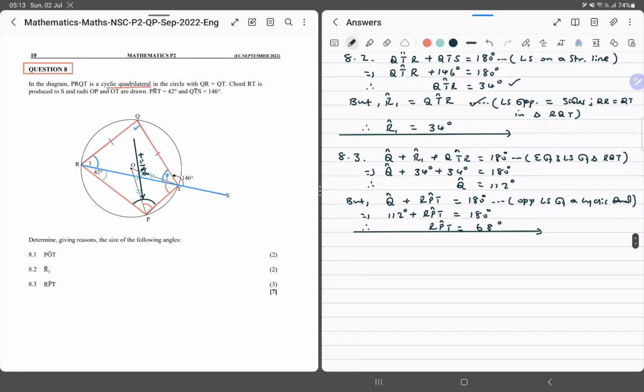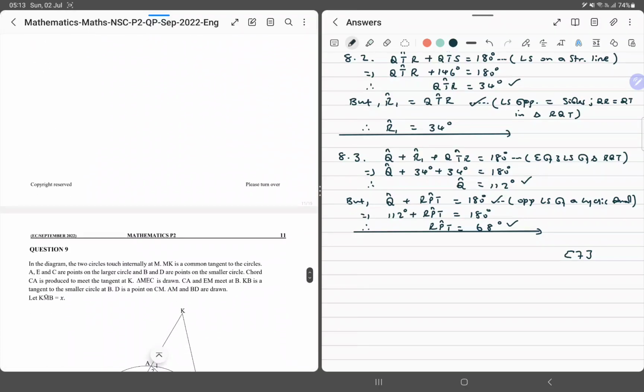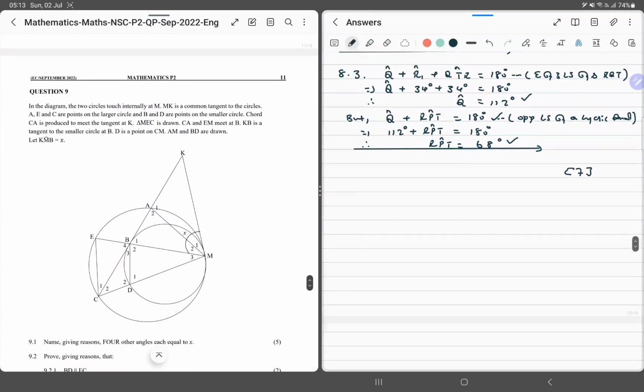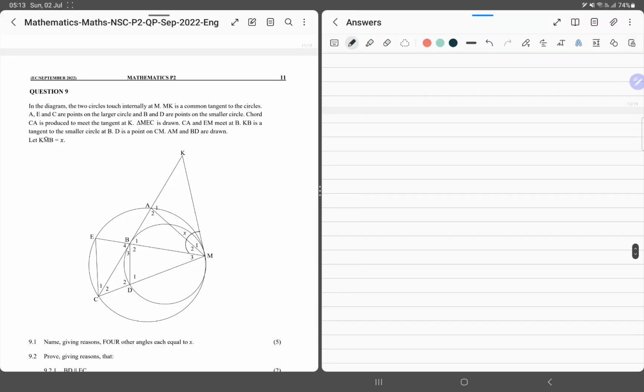Okay, so basically finding Q was key to the story, and then this statement and its reason is important, and the final answer. Okay, so we take the 7 marks. This was always a warm-up. Okay, this question is a warm-up. So let's do question 9.